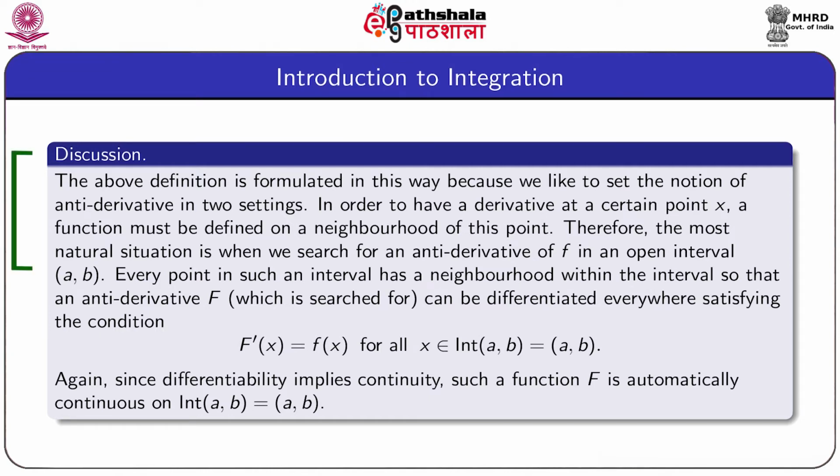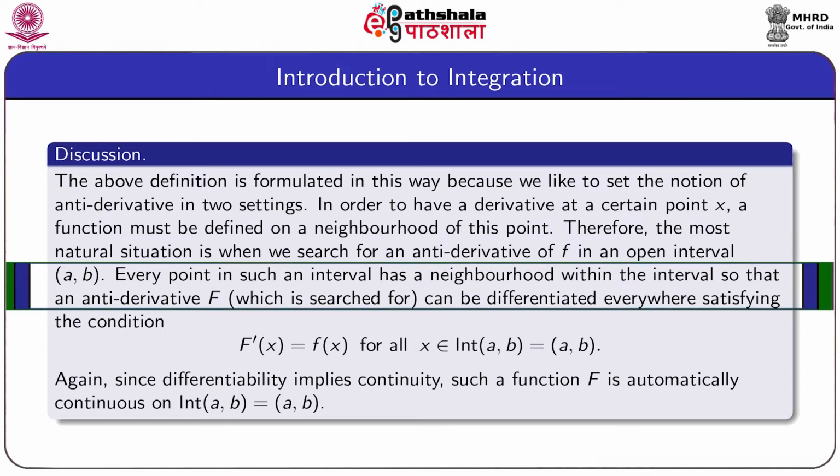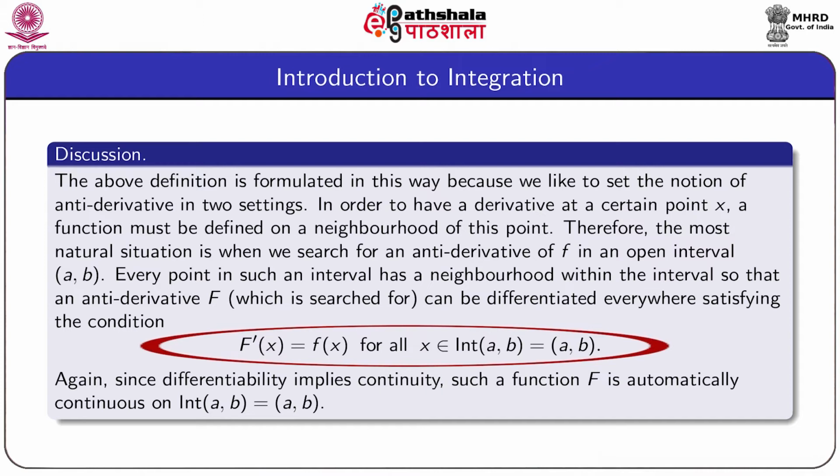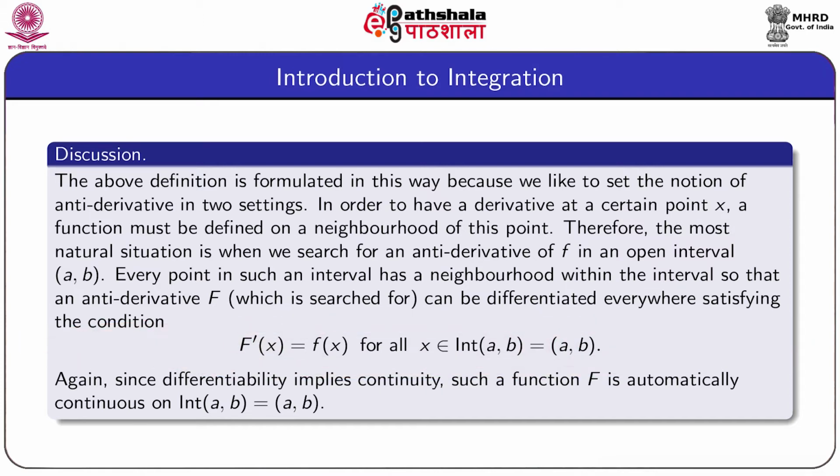In order to have a derivative at a certain point x, a function must be defined on a neighborhood of this point x. Therefore, the most natural situation is when we search for an antiderivative of f in an open interval a b containing x. Every point in such an interval has a neighborhood within the interval so that an antiderivative capital F can be differentiated everywhere satisfying the condition for all x in interior of AB, which is nothing but the same interval, capital F dash x equals f x.